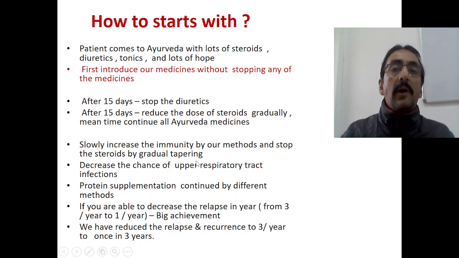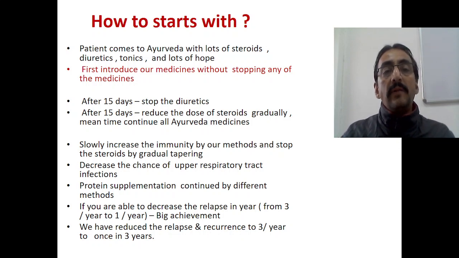Initially, when the patient comes, how are we going to start? The patient comes to Ayurveda with a lot of steroids, diuretics, tonics, and a lot of hopes. So first introduce our medicines without stopping any of the medications. Wait for 15 days, stop the diuretics first. Then after 15 days, reduce the dose of the steroids gradually. Meantime, continue all the Ayurveda medications. Slowly increase the immunity by Ayurveda methods, and stop the steroids by gradual tapering.